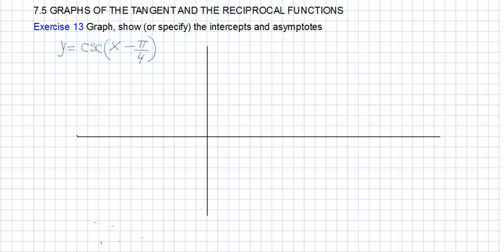Alright, so to sketch the cosecant graph, cosecant is related to sine because cosecant is actually 1 over sine. So what I do, I draw my sine wave first. So you want to draw y equals sine of x minus pi over 4.